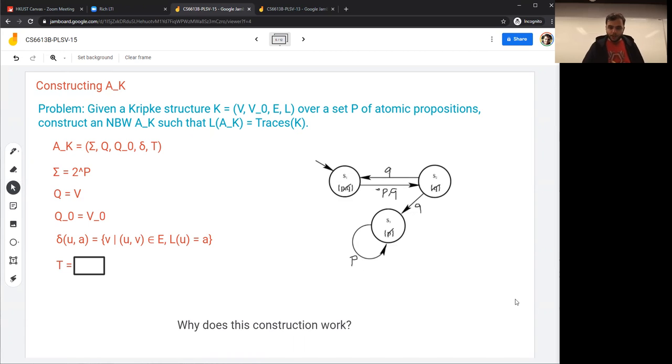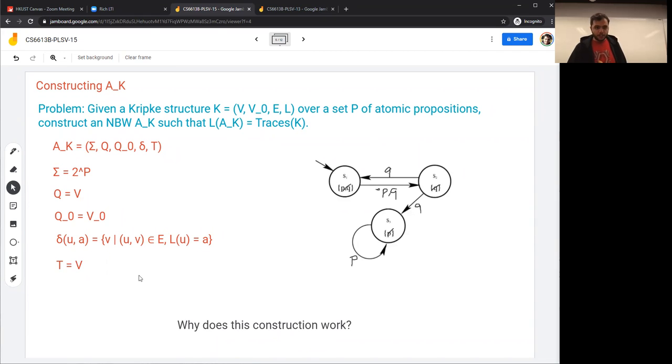Now, why does this make sense? Because, well, I was seeing P and Q in this vertex in my original Kripke structure. Now, instead of saying that I see them there, I say I see them as soon as I go out of this vertex. So this doesn't change much.